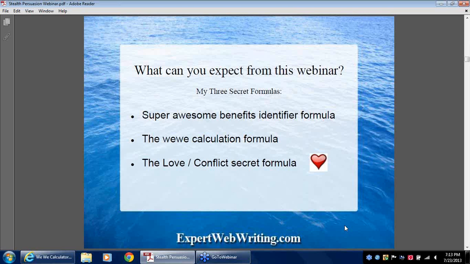And also, the great thing, the love conflict secret formula. Why do I have a little heart next to that? Because I invented this myself, and I'm really proud of it, and I'm in love with it. It really makes people curious, and it makes the next step easier and helps lower sales resistance. It's a really great formula, and I want to share it with you tonight.